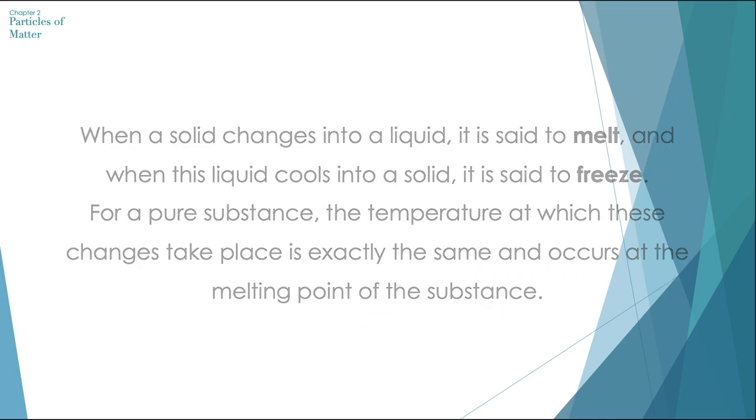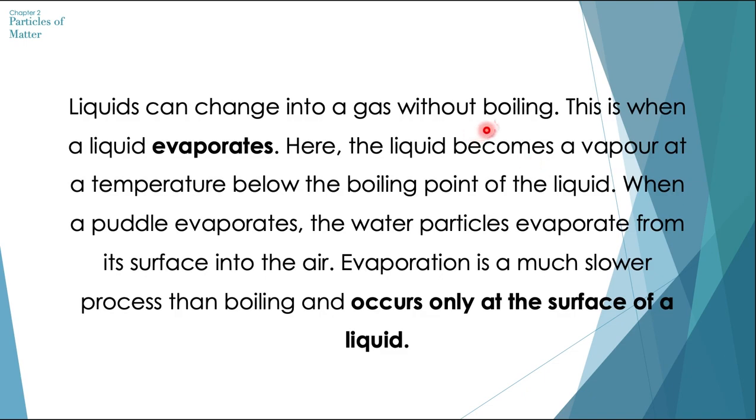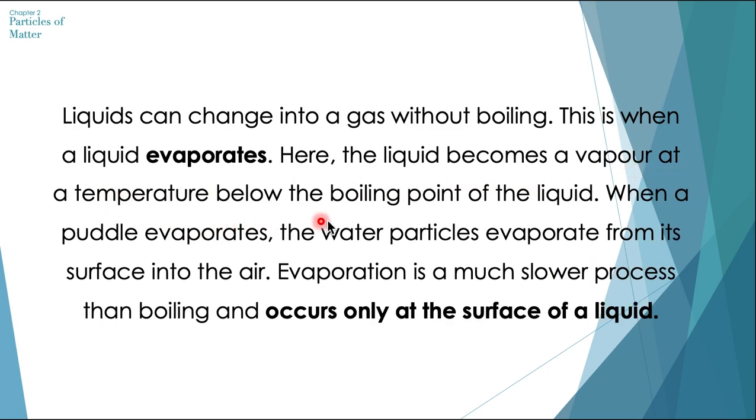So, liquids can change into a gas without boiling. And this is when a liquid evaporates. Here, the liquid becomes a vapor at a temperature below the boiling point of the liquid. So, evaporation occurs below the boiling point of the liquid. So, when a puddle evaporates, the water particles evaporate from its surface into the air. So, the particles change from a liquid into a gas, but without boiling.